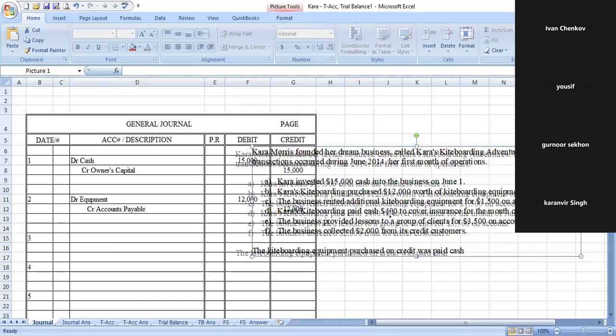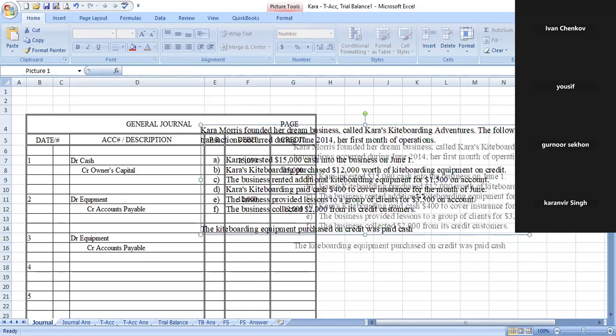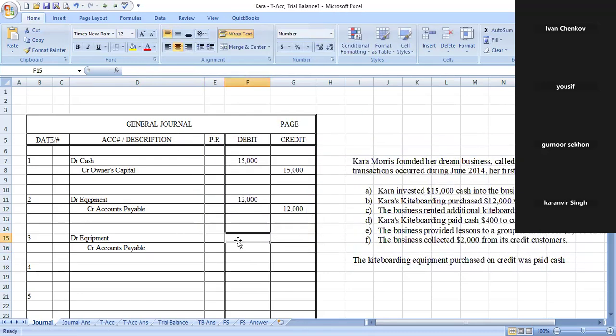Correct. So let's get additional equipment, debit, more equipment, and credit will be, did we pay for it? Accounts payable. Credit, accounts payable. What happened here? We have equipment for $1,500, and the accounts payable is $1,500.